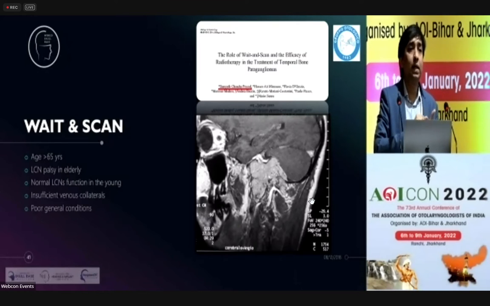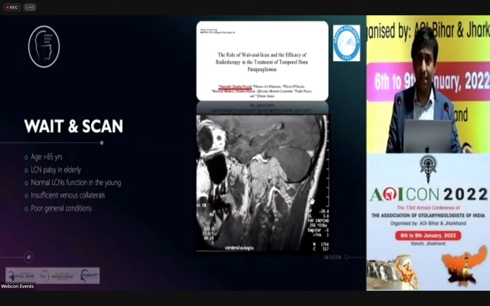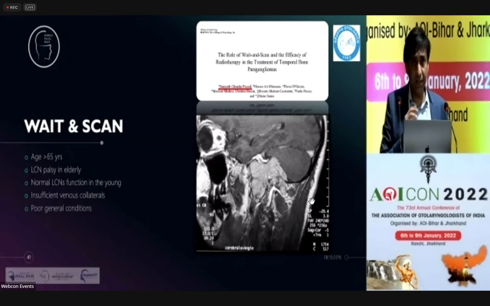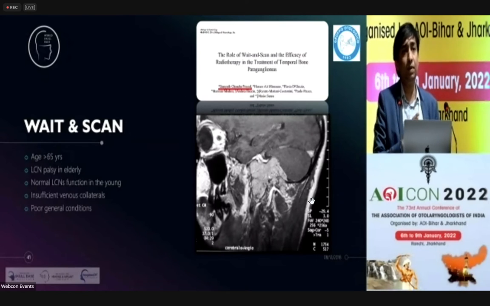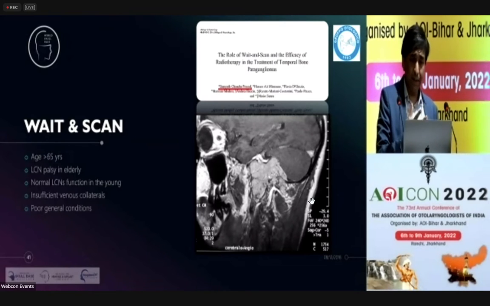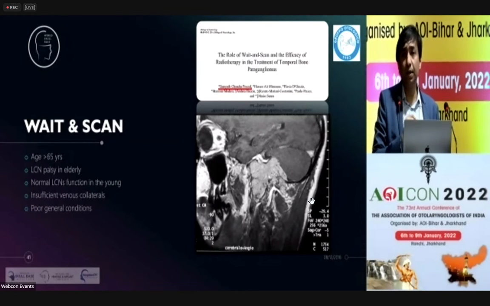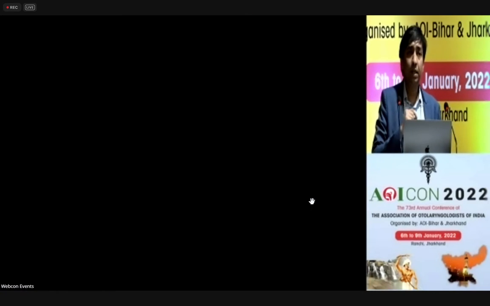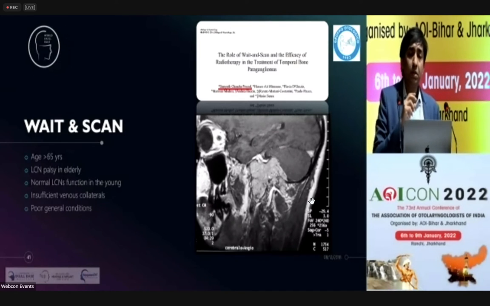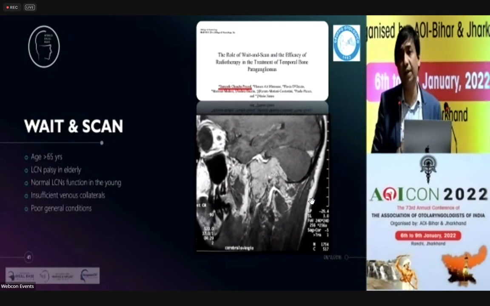I always put wait and scan on top, and I tell the patient this is the first line of management. Wait and scan means that you do serial scanning without really intervening therapeutically. These tumors grow at a rate of 1.4 millimeters per year. They're not fast-growing tumors. So if the patient is not in a hurry to get a surgery done, that's perfectly all right.